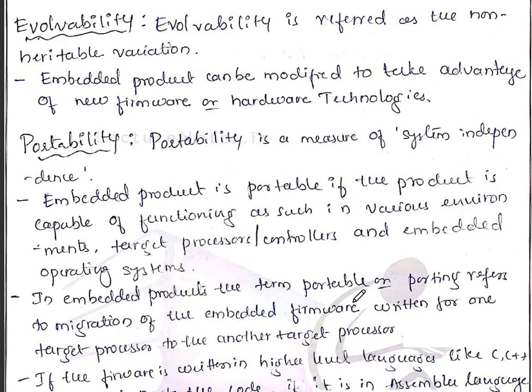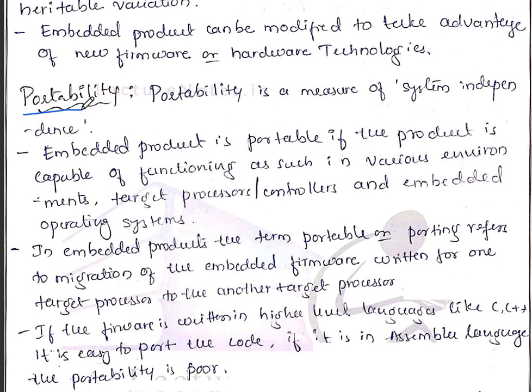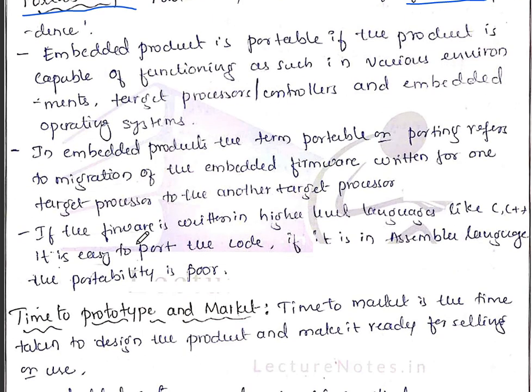Next is evolvability. Evolvability is referred to as non-heritable variation, in which the embedded product can be modified to take advantage of the new firmware or hardware technology. Next one is portability. Portability is a measure of the system independence, which means how well a system can perform without any support from the operating system.